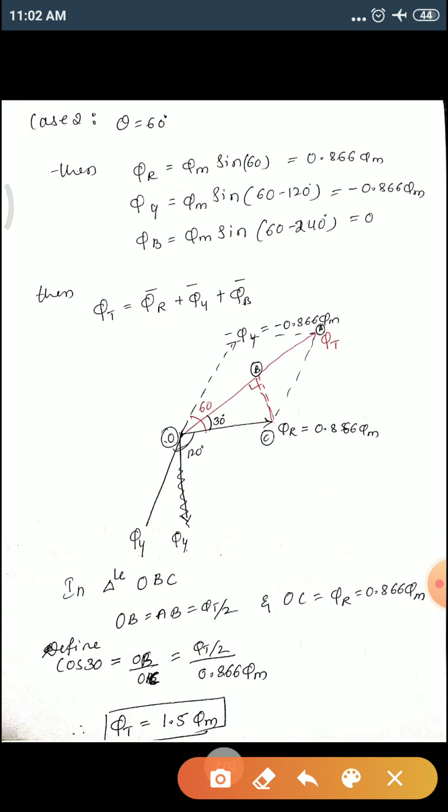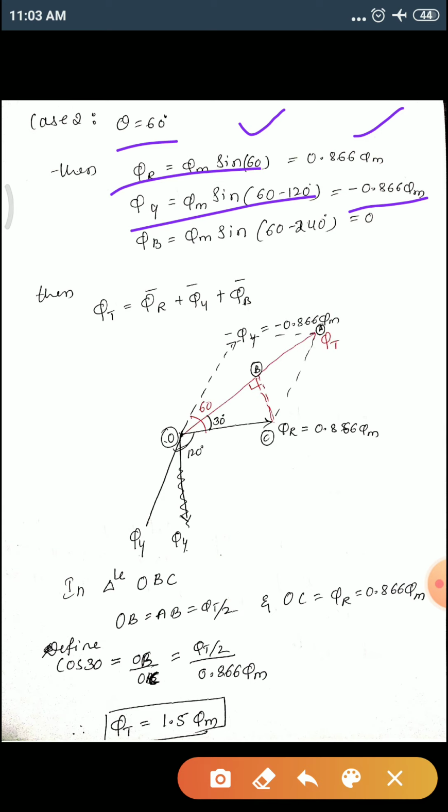Let's take a second case, that is, theta equal to 60 degrees. In this formula you have to substitute theta equal to 60 degrees. So first, phi r would be equal to phi m sine theta, so sine 60. Calculate this value, it is 0.866 phi m. Similarly, phi y will be equal to phi m sine (theta minus 120 degrees). Substituting theta as 60, 60 minus 120, you will get minus 0.866 phi m.